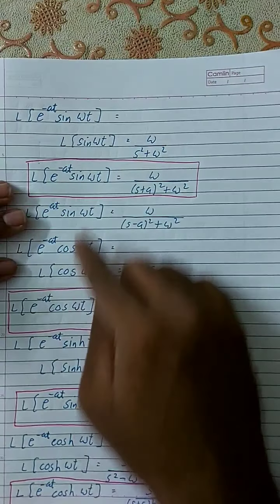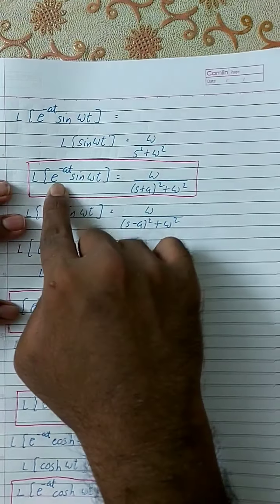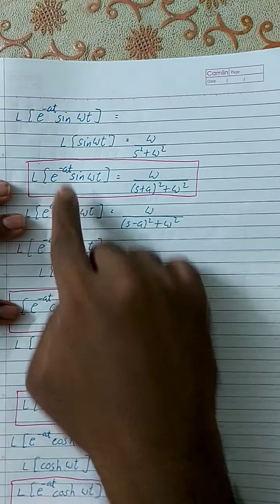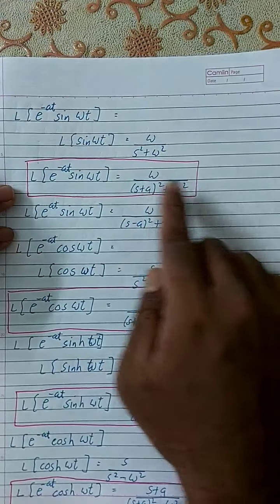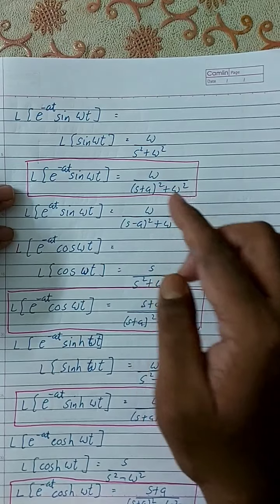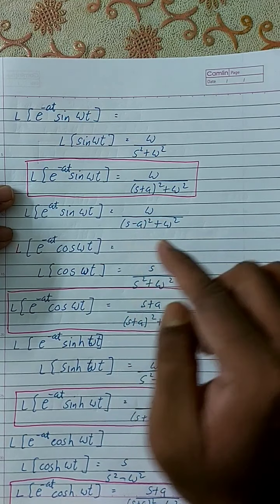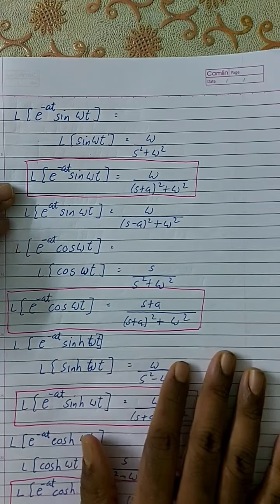See here, in all my formulas, the power is expressed as negative: e raised to minus at. That is why all the values of s have been replaced with s plus a. Okay, that's it.